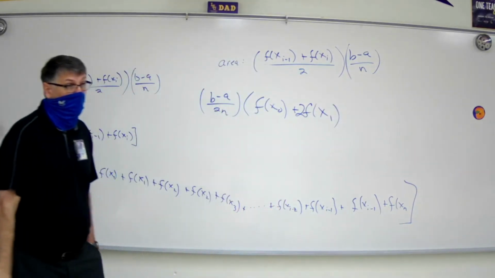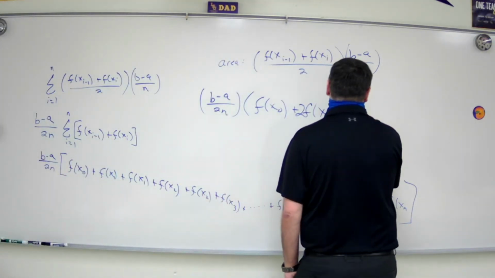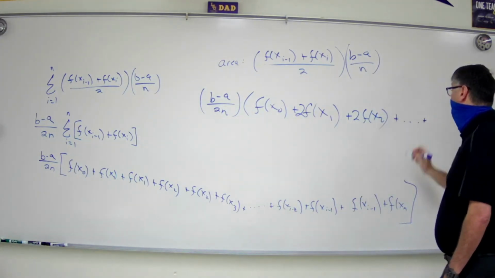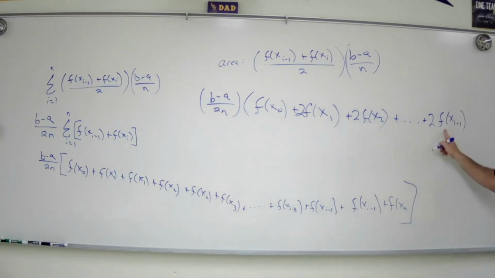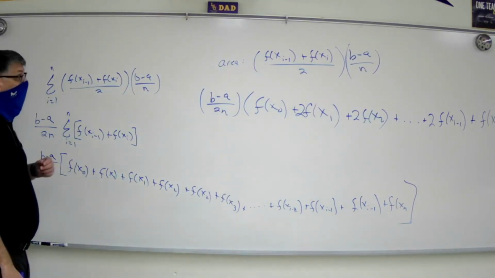We're not done yet. Plus 2, plus dot dot dot, plus what? 2 f of x sub i minus 1. So the next to the last term, plus what? What's our very last term? Is there a 2 in front of this f of x sub n? No. That is your trapezoid rule. That is your trapezoid rule.